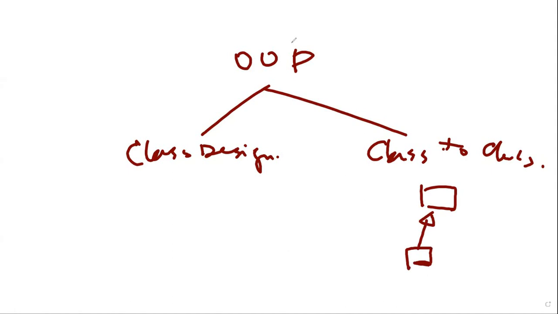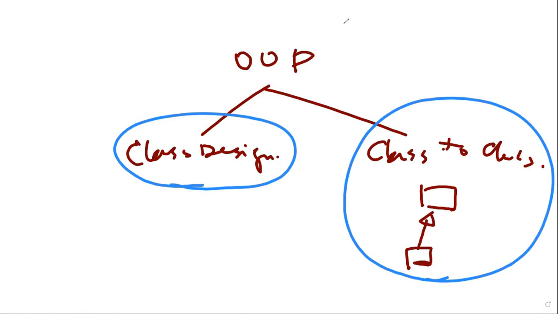Last session we focused on single class design. There are three important guidelines: encapsulation, inheritance, and polymorphism. Today we are talking about class-to-class design. There are two major kinds of relationship. One is the is-A relationship. The other type is the has-A relationship. Now, let's look at it.